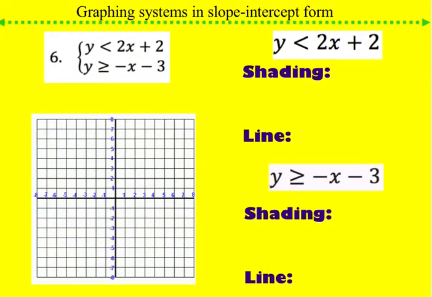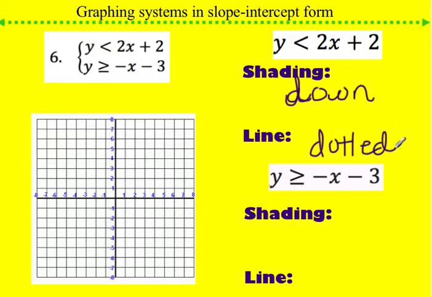Let's take a look at number 6. So for number 6, we're crossing the y-axis at 2, but we're not going to graph it quite yet. I'm getting ahead of myself. I noticed that the alligator is facing away from the y, so I'm going to be shading down. And then there's no line underneath, so it's going to be dotted. Then for the next one, I noticed that it's opening towards the y, so I'm going to shade up, and there is a line underneath, so my line is going to be solid.